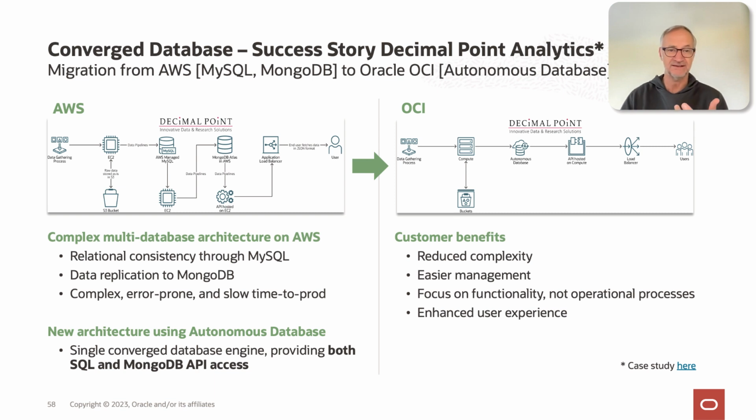And they were struggling with this model where, to get the relational consistency and the MongoDB document store view of the world, they ended up with a complex architecture with multiple databases and data replication, which was very complex and error-prone. We worked with that customer. We migrated them to a single Autonomous Transaction Processing system and removed the complete man in the middle, the replication. We are working with one database, one source of truth, providing both the relational and the document store capabilities.